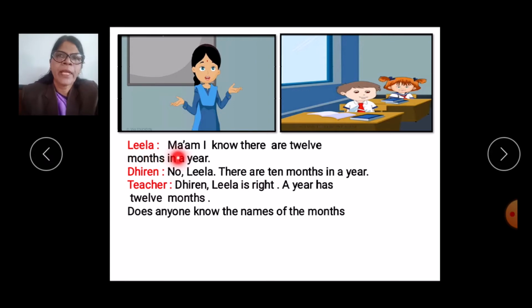Leela: Ma'am, I know there are 12 months in a year. Durain: No, Leela, there are 10 months in a year. Teacher: Durain, Leela is right. A year has 12 months. Does anyone know the names of the months?